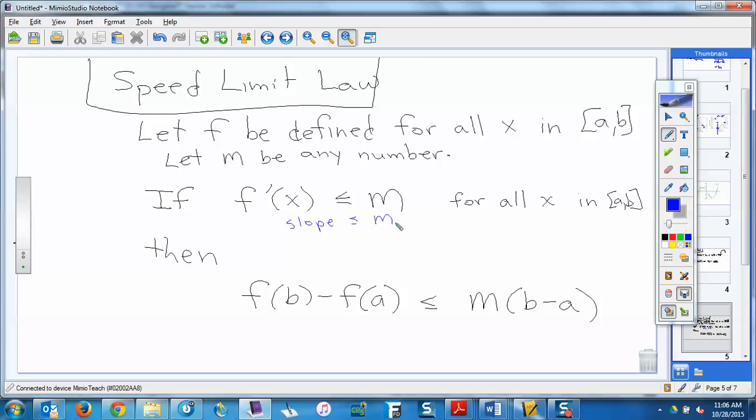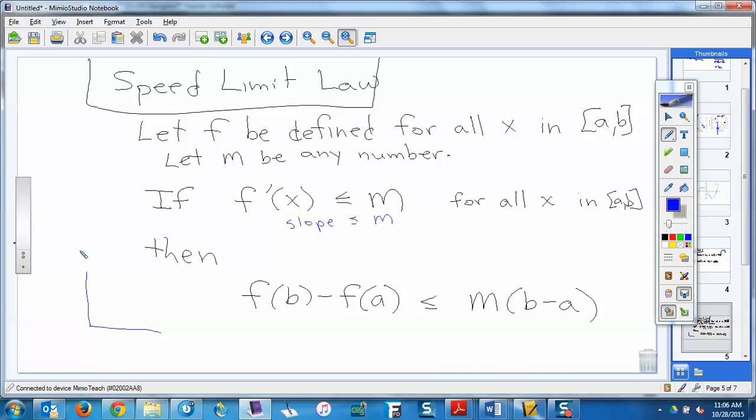So think of m as the steepest the slope can be, right? The slope is always less than or equal to m. So m is like the steepest slope we could have on the graph, right? Okay, so m's like the steepest slope. All right, let's think of that.